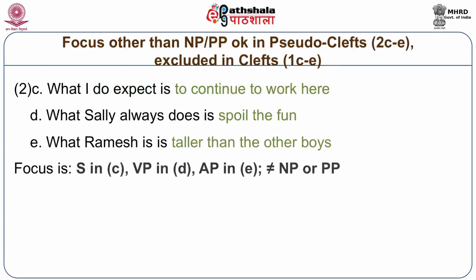If you look at the pseudo-cleft, you find examples like 2b, c, d, e. 2b. Where we shall meet your father is in the big hall. What I do expect is to continue to work here. What Sally always does is spoil the fun. What Ramesh is is taller than the other boys. What are the foci in these sentences?